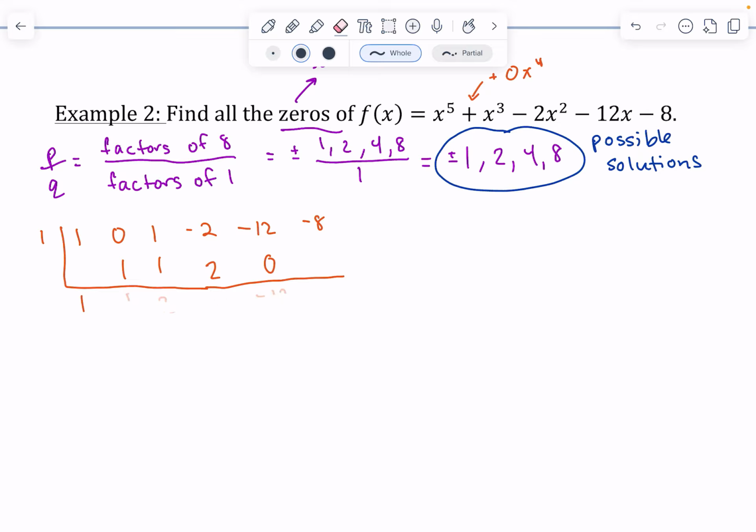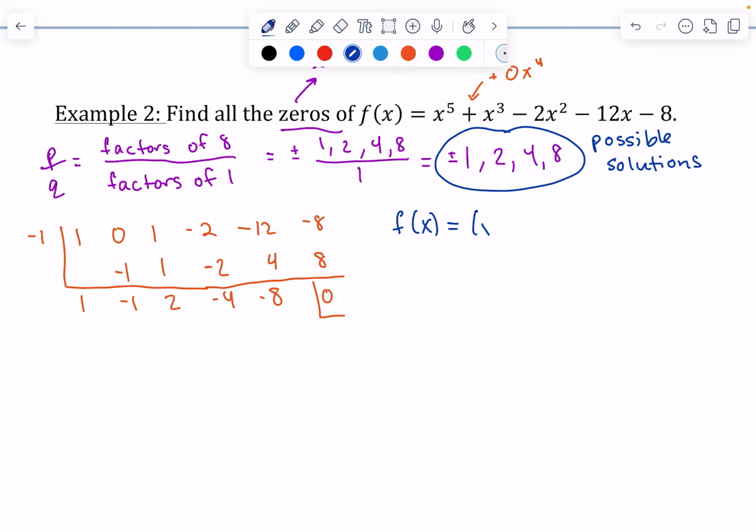So what I do is I usually leave most of what I wrote there, and now I just try -1. And that ends up working. Because that 0 is our remainder, we know that -1 is a solution, which means x plus 1 is a factor. So I'm going to take my original function, f of x, and now I can write it as the product of the thing I divided by, which in this case is x plus 1, times the quotient.